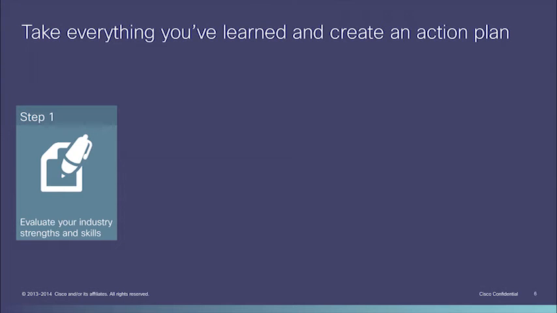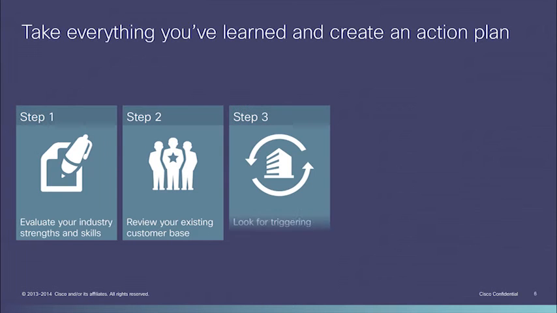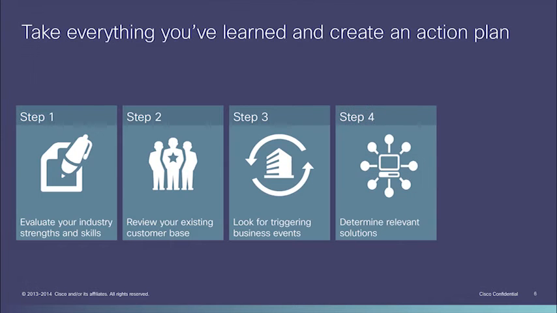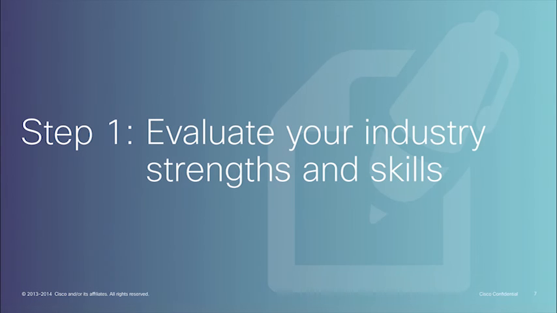First, it requires taking what you have learned and building an action plan. Evaluate your industry strengths and the skills you and your team bring to the IoT market. Think about your existing customer base in terms of their IoT potential. Watch for triggering business events that suggest an IoT opportunity. Then, for each potential opportunity, establish relevant solutions around which to have a conversation. Lastly, identify the decision makers and potential buyers and address their personal interests as well as the interests of the business.